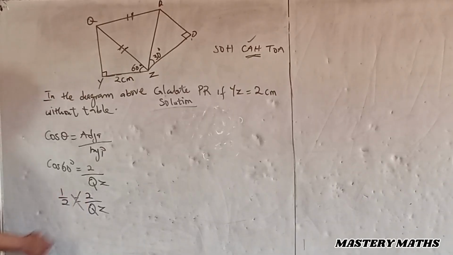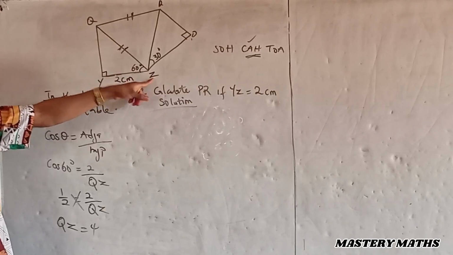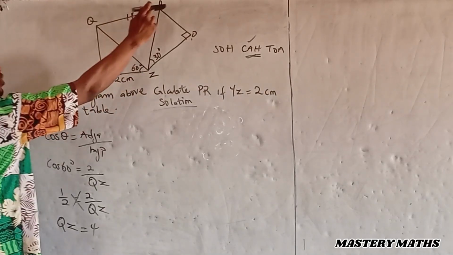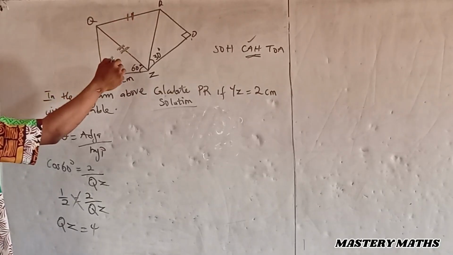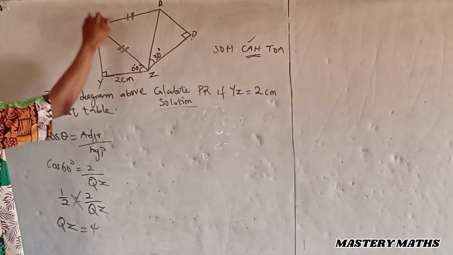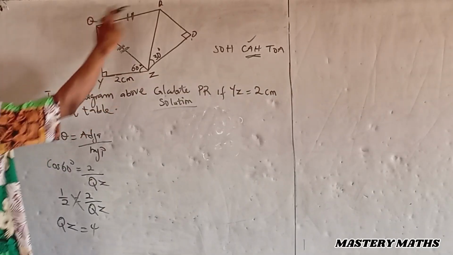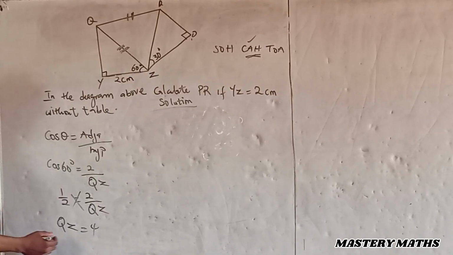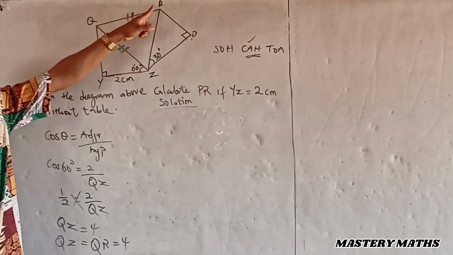So what should we do? Cross multiply. QZ times 1 is QZ. 2 times 2 is what? 4. So we've gotten our QZ as 4. Now, if here is 4, automatically here is also 4, because of this line. It shows that this is parallel to this side. So since our QZ is 4, that means QR will also be 4. Now let's state it here: QZ is equal to QR, giving us 4. So here is 4, here is 4, 4 centimeters.